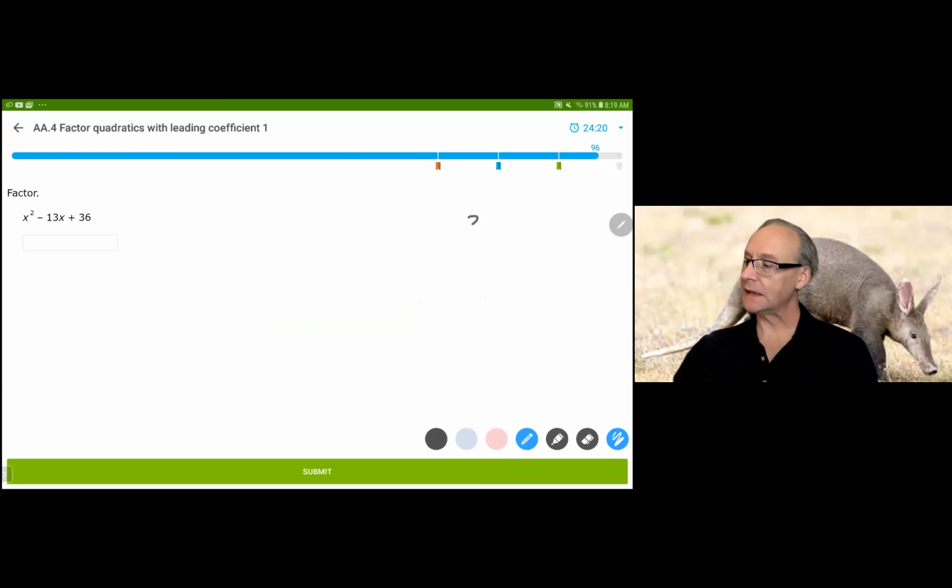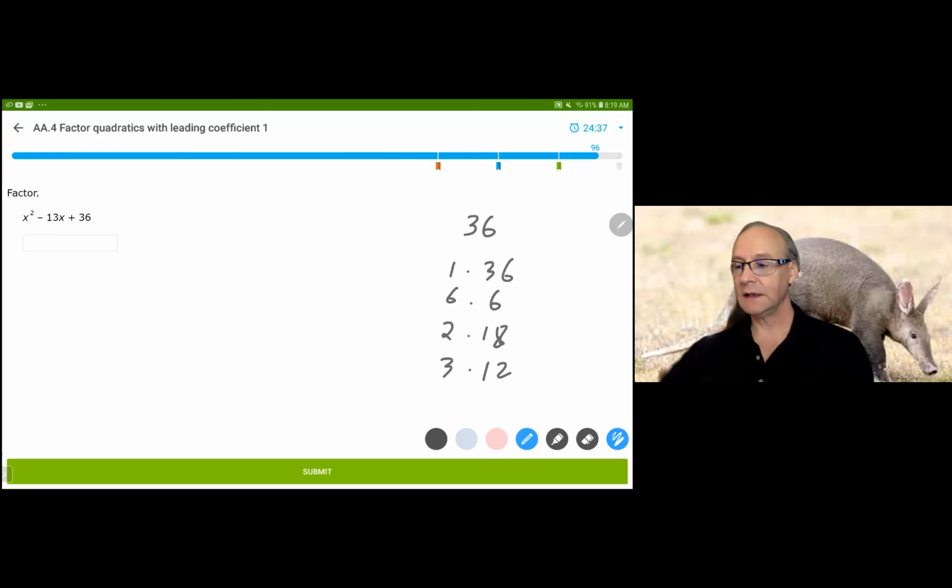36. Lots of ways of getting 36. Let's see. We could take 1 times 36. We could take 6 times 6. We could take 2 times 18. We could take 3 times 12. Do any of those have a sum of 13? Oh my goodness, none of those have a sum of 13. Is there another one that you can think of? Yeah, you found it. 4 times 9. There it is. Like I said, there's a lot of them.